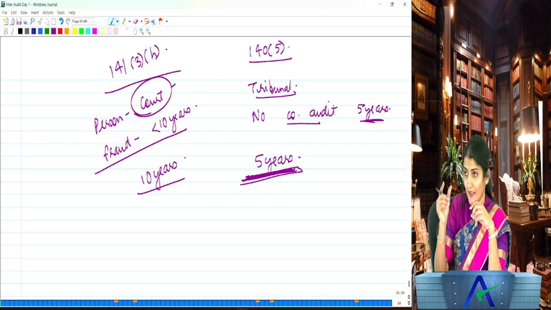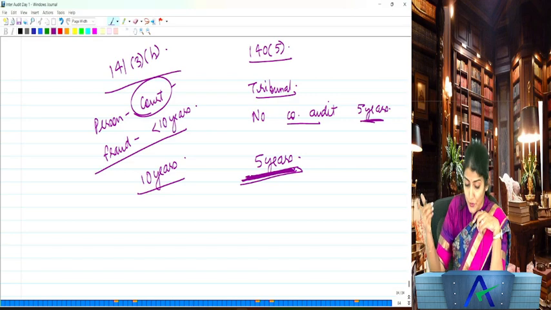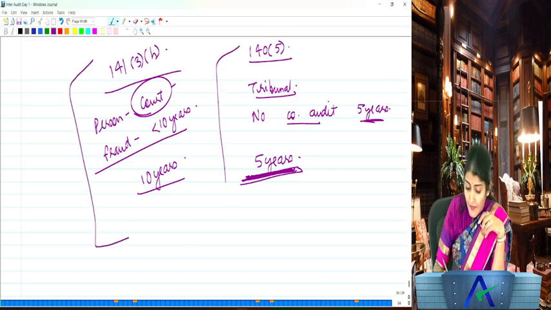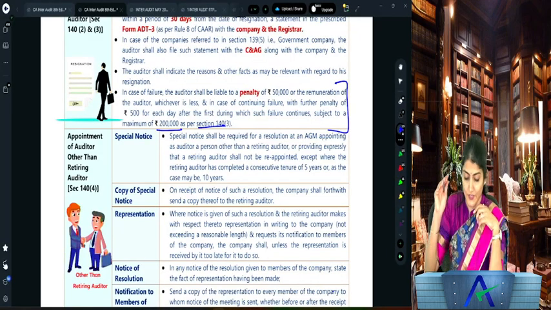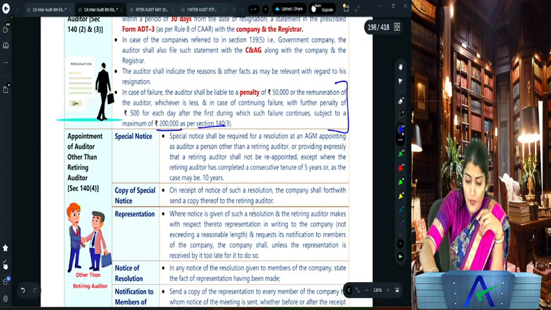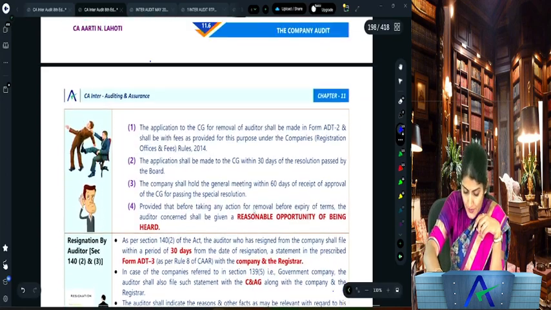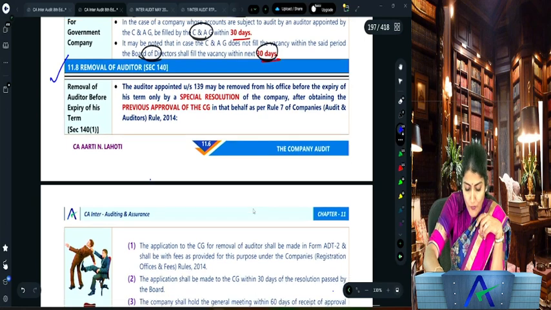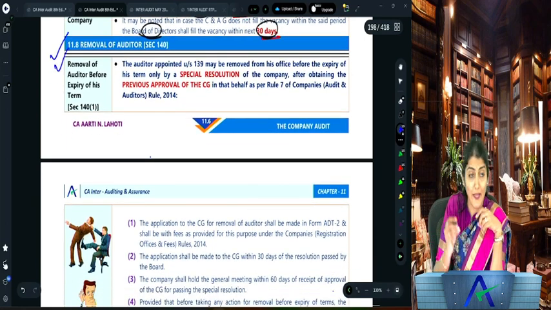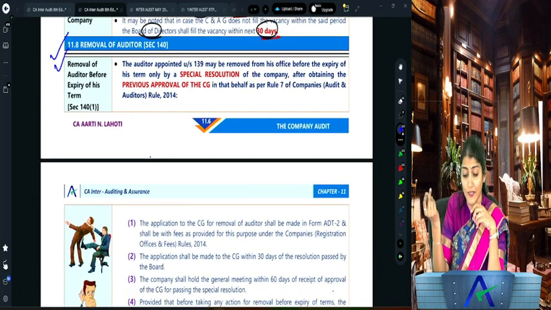Are you understanding that? Are you able to correlate these two? Right. So that is regarding the removal of the company auditor. What does it say? First one, removal of the auditor before the expiry of his term. How do you remove an auditor?